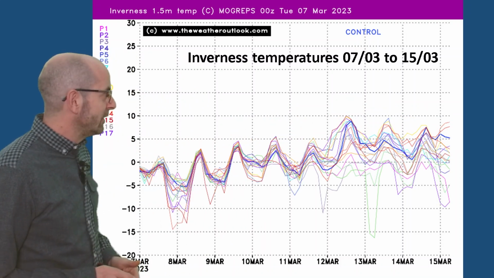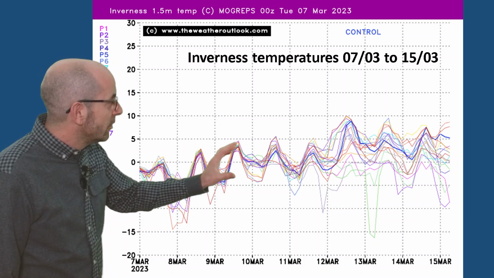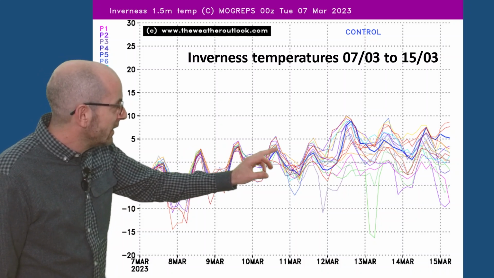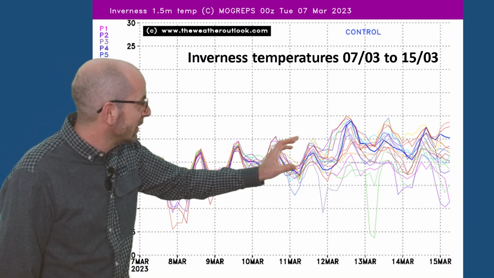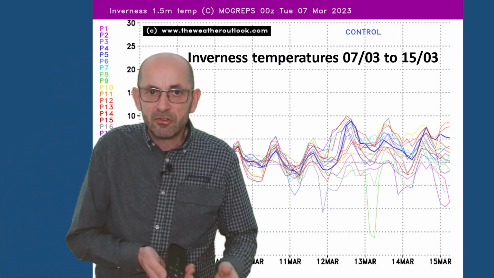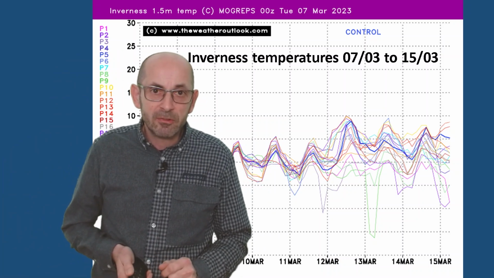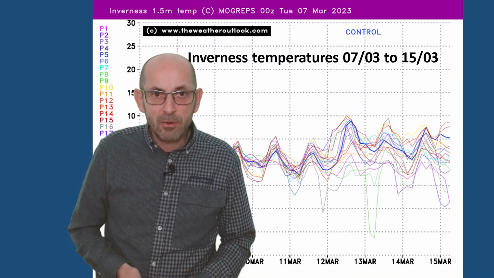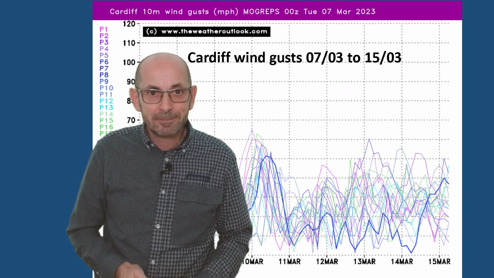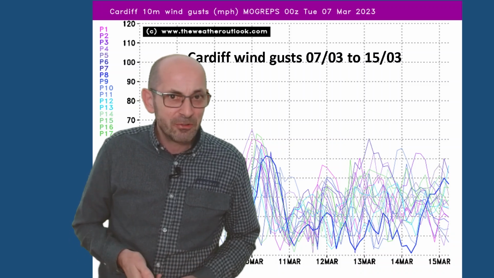Comparing it to Inverness to see what's going on in the north, colder through the early part of the week, and it probably stays cold for much of the time. By the 12th, there's a big spread developing here too, suggesting that the milder air may be reaching the northern half of Scotland towards the end of the first week. Also, strong winds are a possibility, something else to look out for.